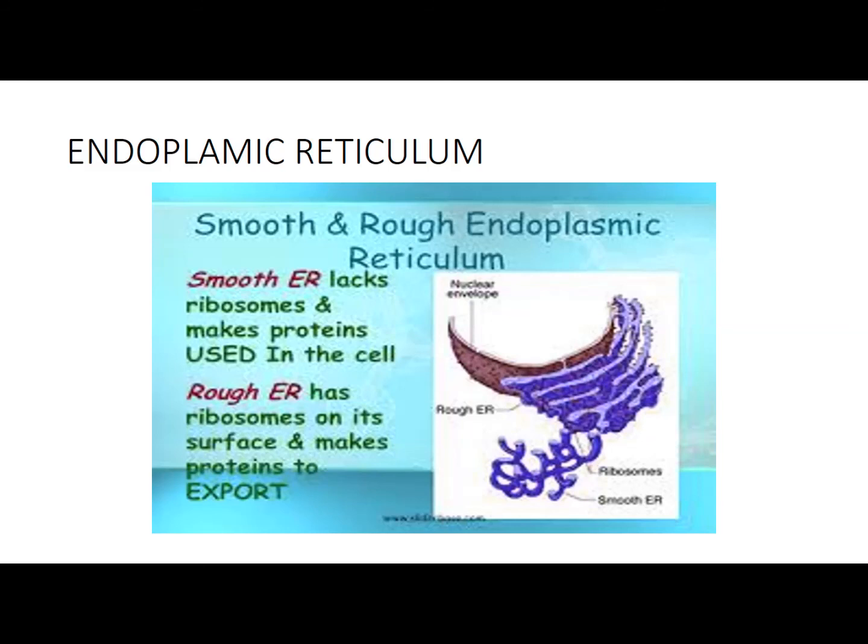Again, I will repeat the difference between the smooth endoplasmic reticulum and the rough endoplasmic reticulum. The smooth endoplasmic reticulum lacks ribosomes. Ribosomes are small round bodies which are found on the endoplasmic reticulum. And smooth endoplasmic reticulum basically makes proteins which are used inside the cell. On the other side, rough endoplasmic reticulum has ribosomes, the small round bodies, on its surface, and they make protein, the same function as the smooth endoplasmic reticulum does, but makes the protein to export, not to be used inside the cell.